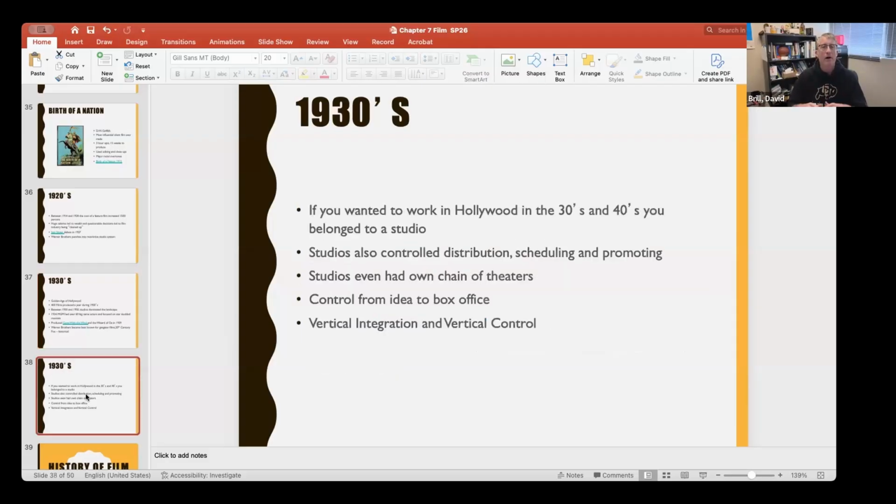All right. Anyway, if you wanted to work in Hollywood in the 1930s and 40s, you belonged to a studio. Studios also controlled distribution, scheduling, and promoting. They even had their own chain of theaters. The idea was to control everything from when the movie was conceived to the box office. This was something called vertical integration or vertical control, which we'll talk about in part 4, because it plays a very big part post-World War II.